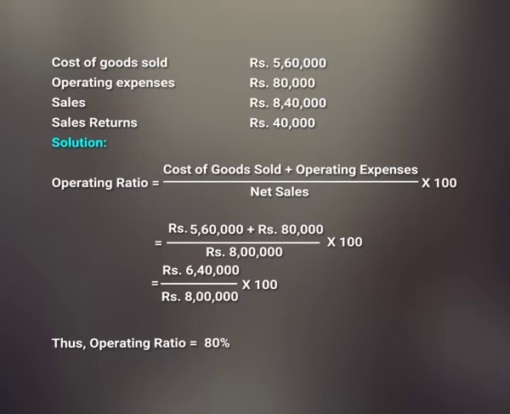Operating ratio is equal to cost of goods sold plus operating expenses divided by net sales multiplied by 100, which is equal to rupees 5,60,000 plus rupees 80,000 divided by rupees 8 lakhs multiplied by 100, which is equal to rupees 6,40,000 divided by rupees 8 lakhs multiplied by 100. So, thus operating ratio is equal to 80%.